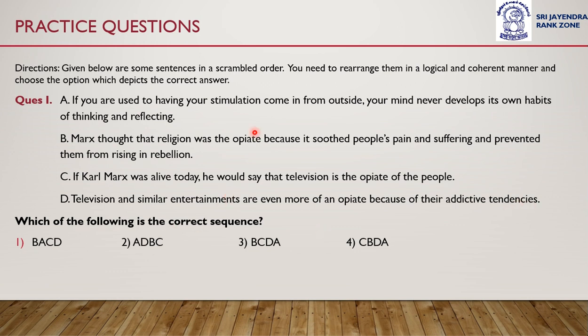So these are the four statements, and we have to arrange them in the correct sequence. Step one we have completed: we have read, and we have recognized that these lines are talking about Karl Marx and comparing his thoughts with modern utilities like television and other entertainments. Now we have to recognize the opening and closing statements.